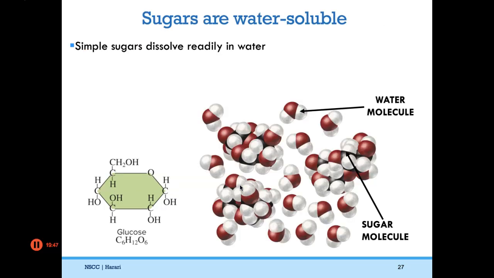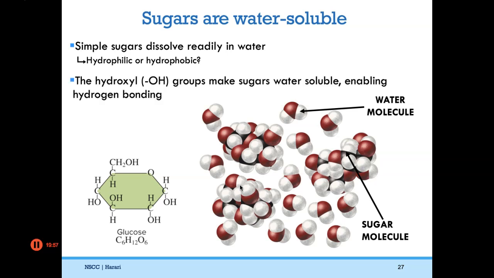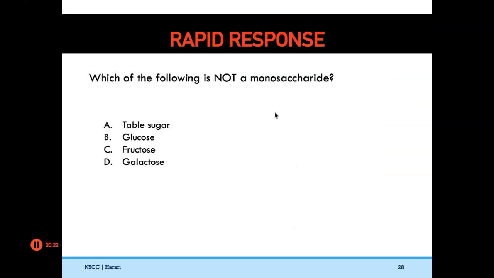Simple sugars are water soluble. They dissolve readily in water. Does that mean that they're hydrophilic or hydrophobic? Right, it means that they're hydrophilic. And it's specifically these hydroxyl groups. The oxygen has electrons on it that enable them to make hydrogen bonds with water. So the OH groups on sugar make it water soluble and enable hydrogen bonding with neighboring water molecules. So these make a solution together, where sugar is the solute and water is the solvent.